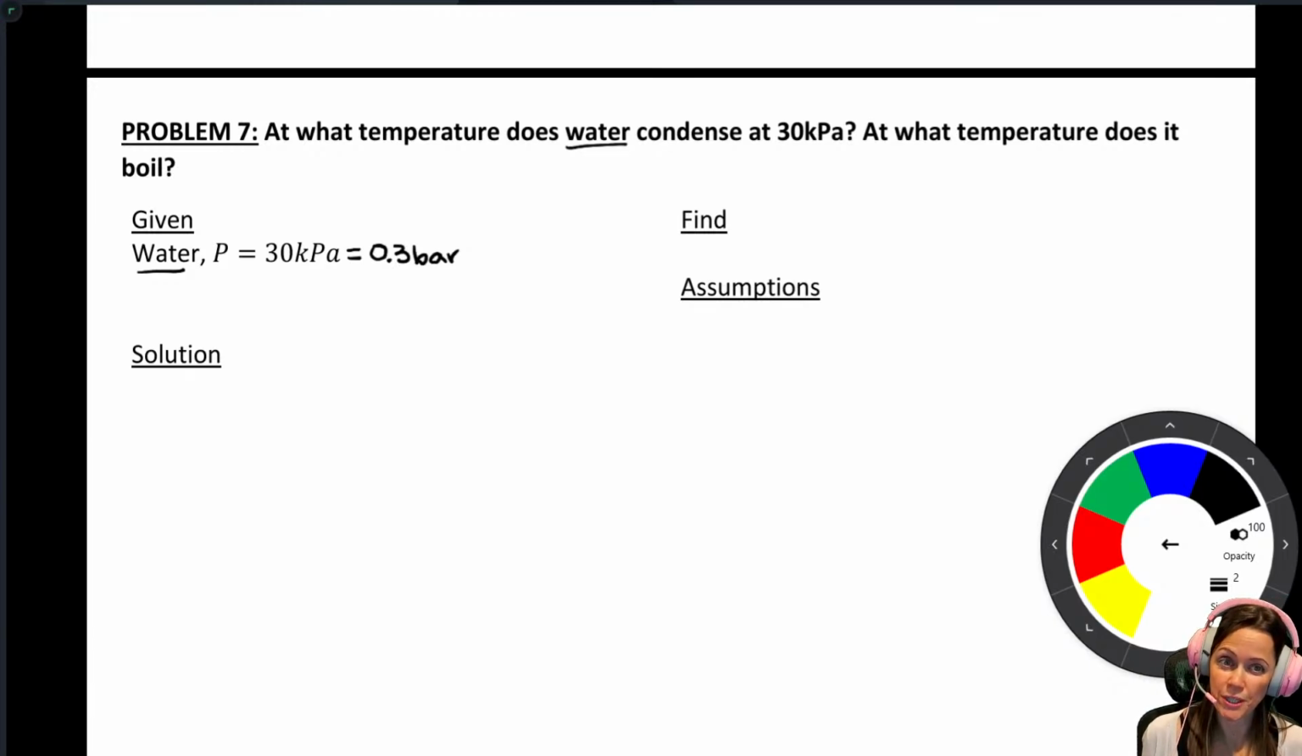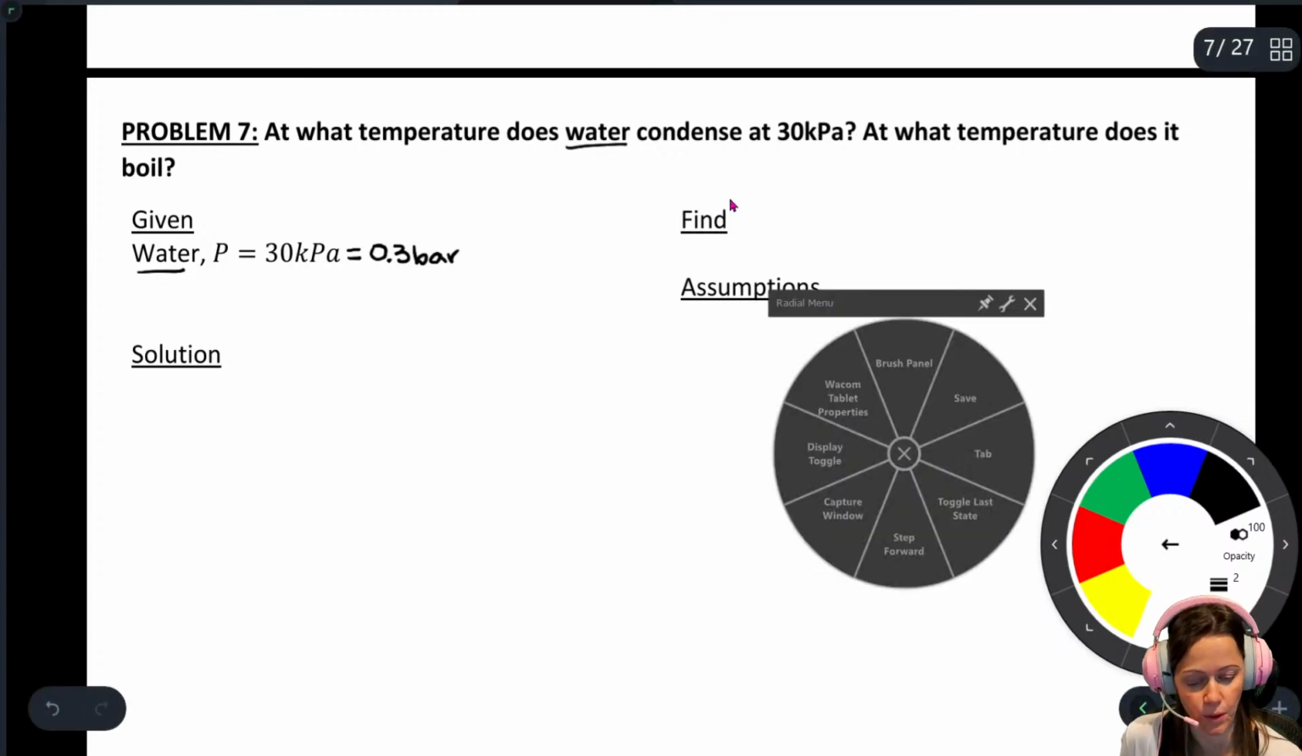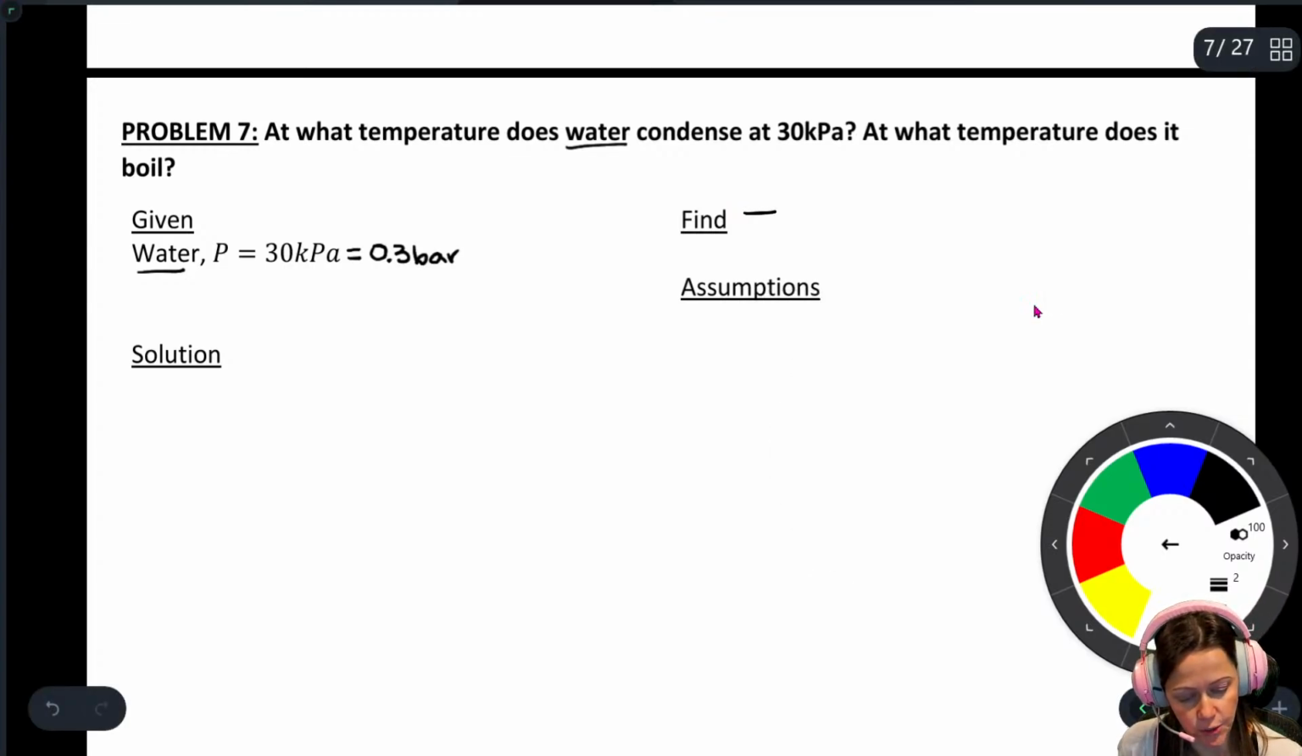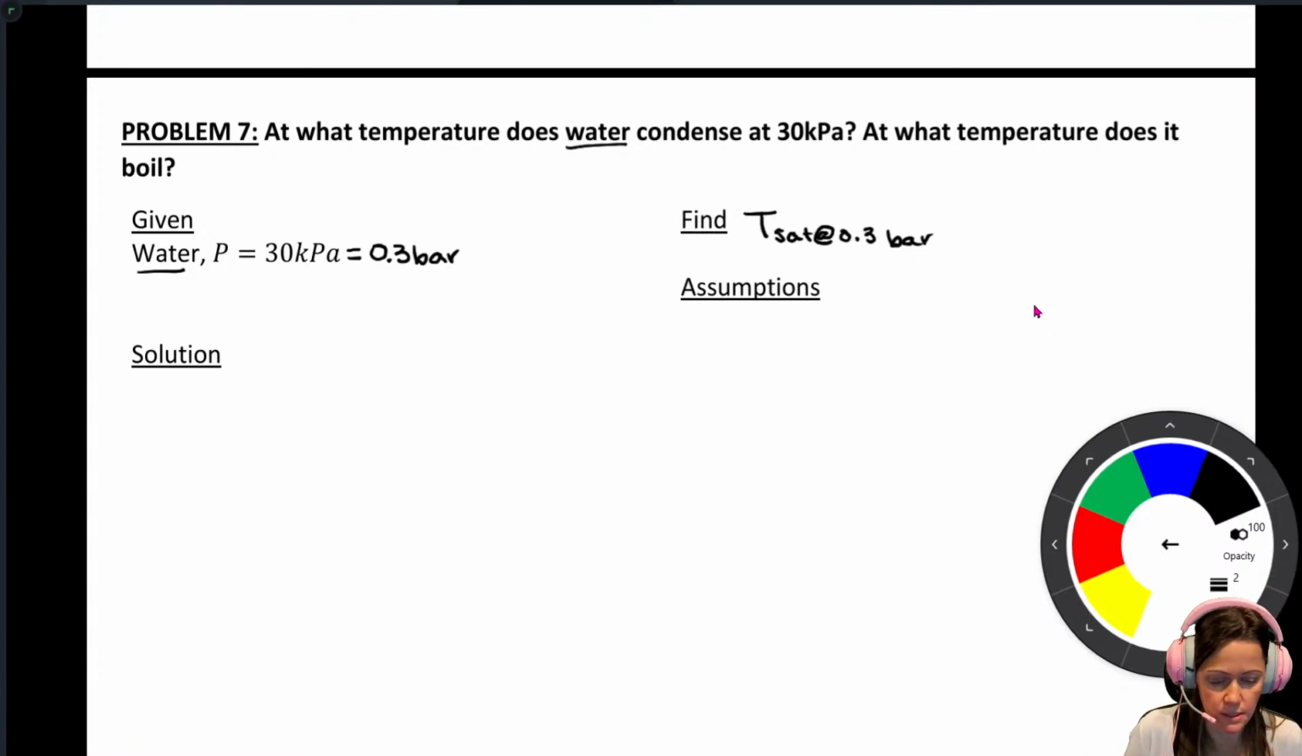Well, it's really asking the same thing. What we're asking for is saturation temperature. So we are asking for Tsat at 0.3 bar. And I don't really need to assume anything. It is what it is.